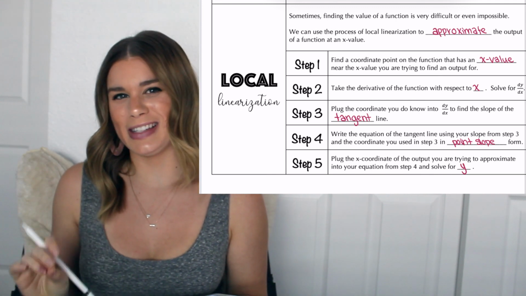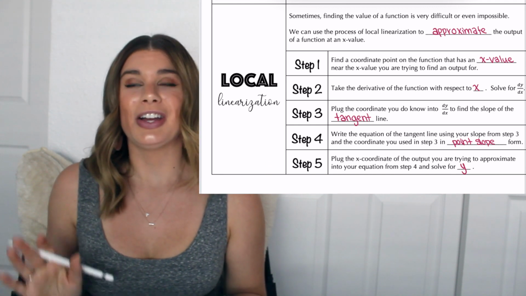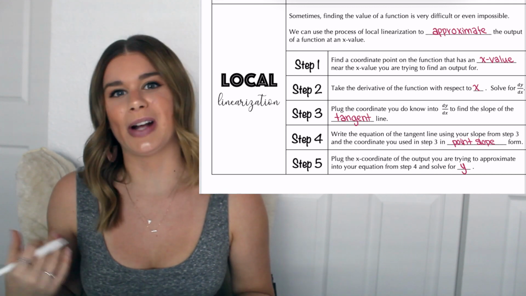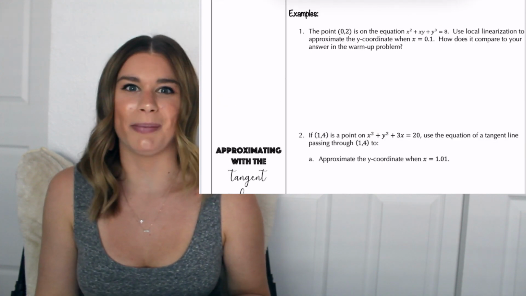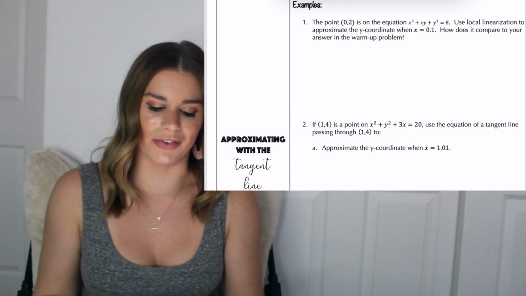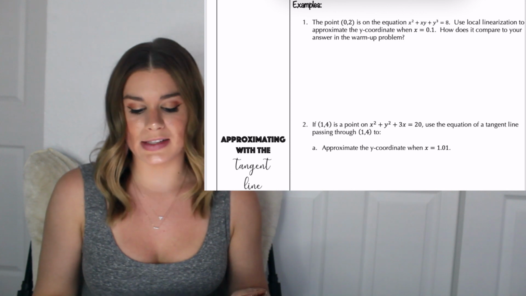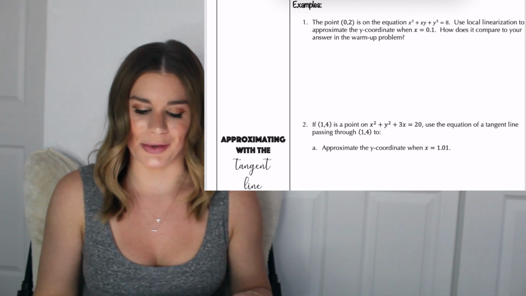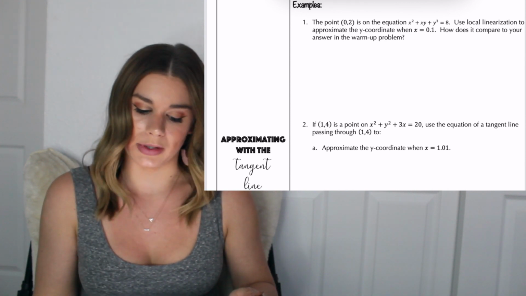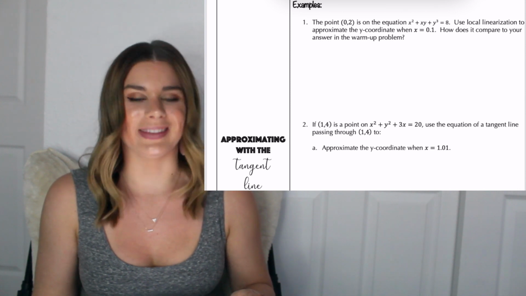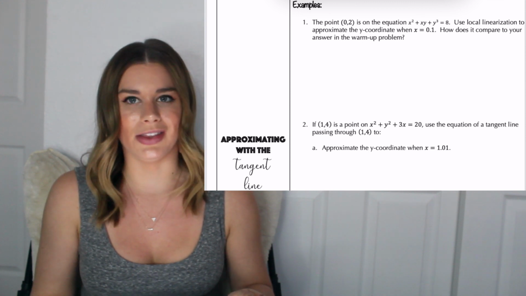Okay, so I think this is a lot easier for me to explain if I actually go through an example. So we're going to do the first example together. You are, of course, always welcome to pause and try the first example on your own, but I will go ahead and go through the first example now. Okay, so we're going to go ahead and work through the first example, which says the point (0, 2) is on the equation x squared plus xy plus y cubed is equal to 8. We're going to use local linearization to approximate the y-coordinate when x is 0.1. This should all seem very familiar. Then it says, how does it compare to your answer in the warm-up problem?